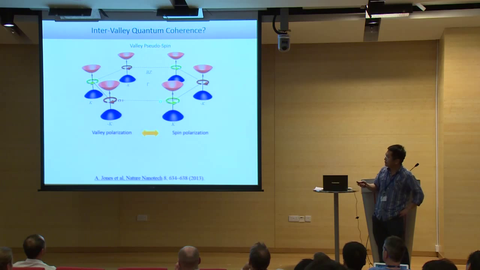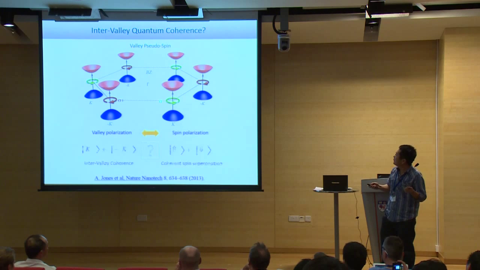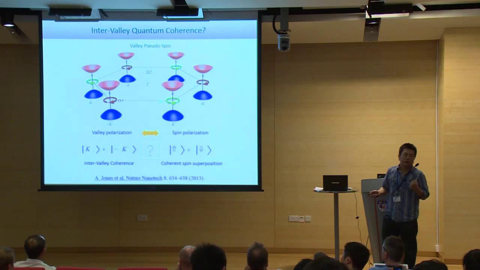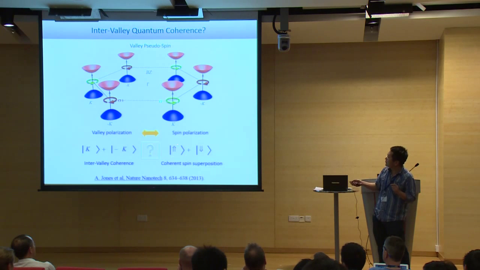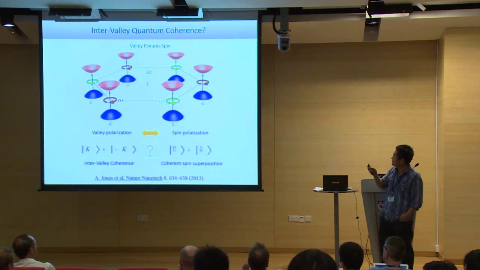Then here's another question. If we draw an analogy between electron spin and the valley pseudospins, okay? We know for electron spins, we can have spin up and spin down. These are the coherent superposition states. Then the question arises whether we can have this coherent superposition between valley pseudospins. Then this will represent intervalley coherence. So this is a coherence between two states in momentum space. This will be different from the coherence of these two electron spins because they are in the same momentum space, but they have opposite spin moment.